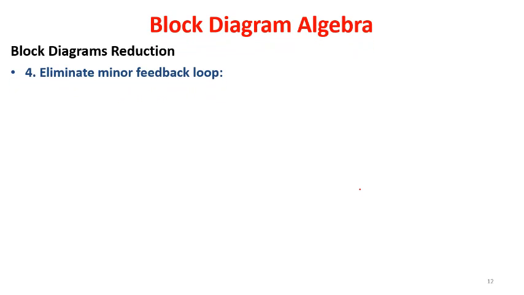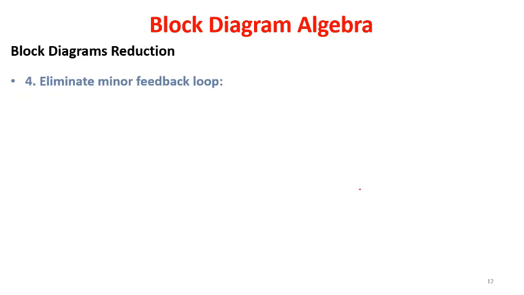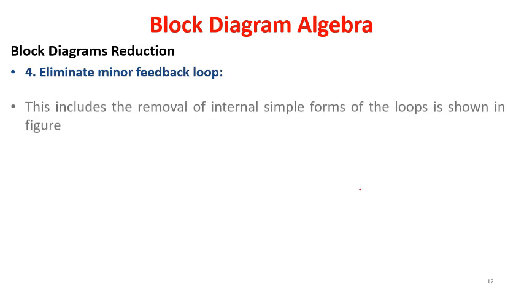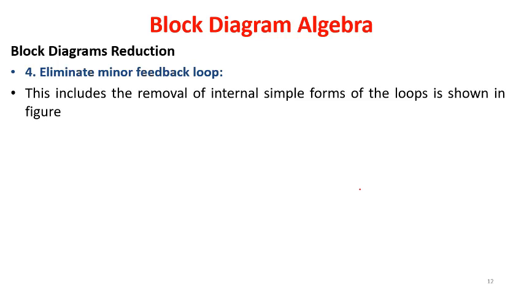Next important is eliminating a minor feedback loop. This was a very important rule in block diagram algebra. Let's see that one. It includes the removal of internal simple loops as shown in the figure.